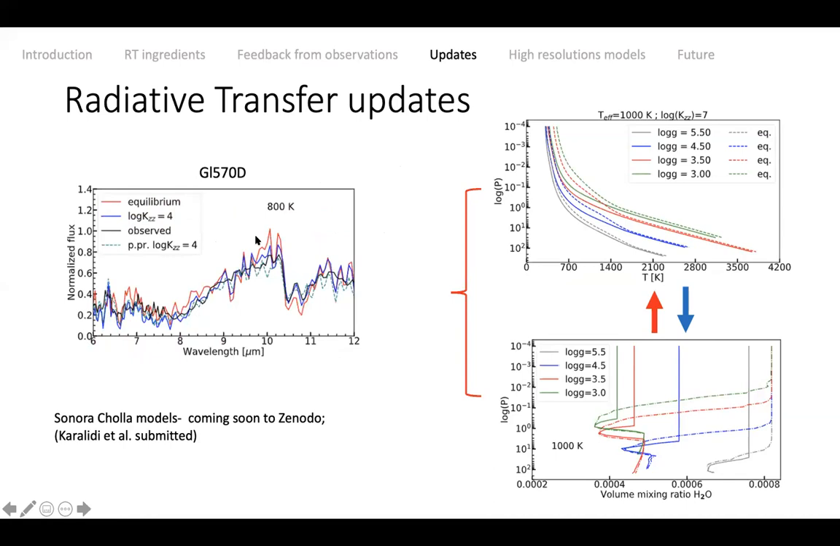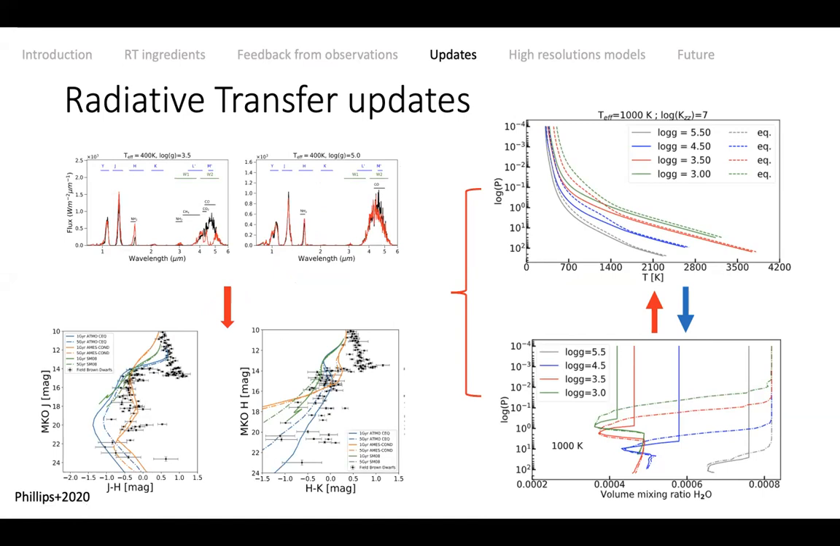And when we try to fit observations like GLISE 570D, you can see that while the equilibrium model, the red line here, overpredicts how much ammonia we should have in the atmosphere, our models now do a much better job. And we have even started comparing our new generation of models en masse with observations. Phillips et al. 2020 have already done it. So here, with black lines, you have all the observations of brown dwarfs. And the lines you see here are equilibrium models and disequilibrium chemistry models. And we see that we start doing a better job in fitting the colors of the atmospheres by including disequilibrium chemistry. And the same thing we have noticed as well with our models.